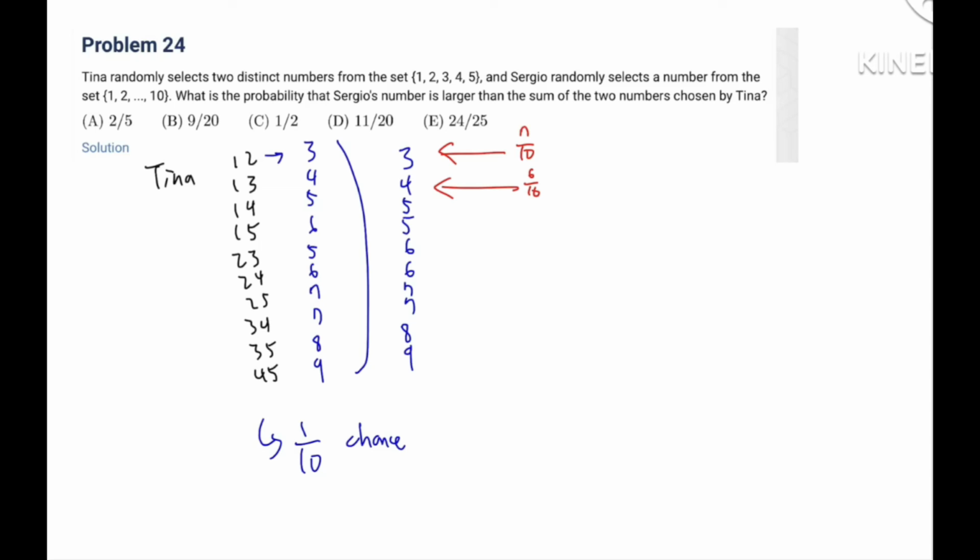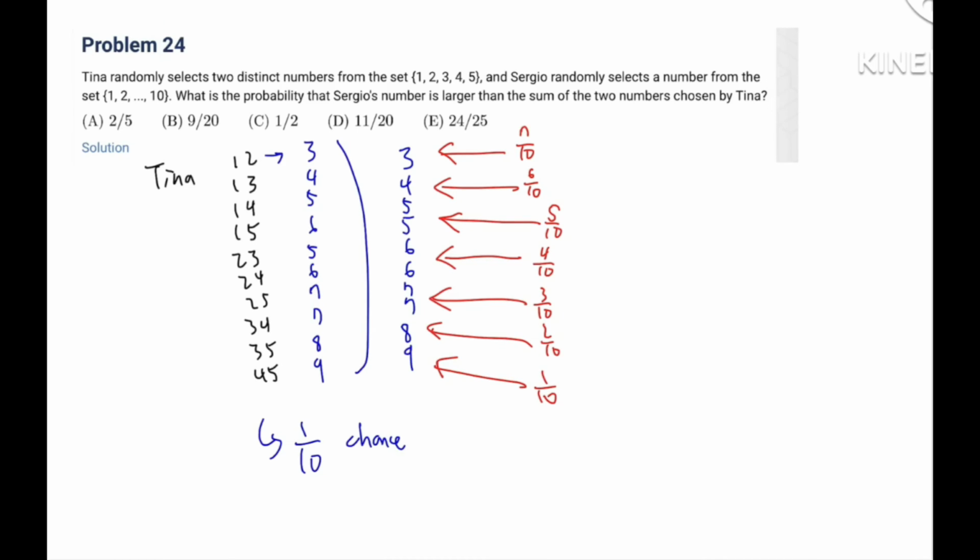And for these two 5s, he would need 5 over 10. For these two 6s, 4 over 10. For these two 7s, 3 over 10. For 8, 2 over 10. And for a 9, 1 over 10.